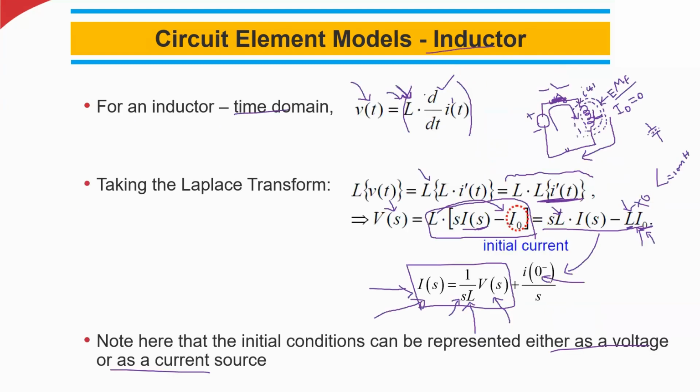Similarly here, it is the same. So this is the current due to this applied voltage. We are differentiating and then multiplying with the inductance value.